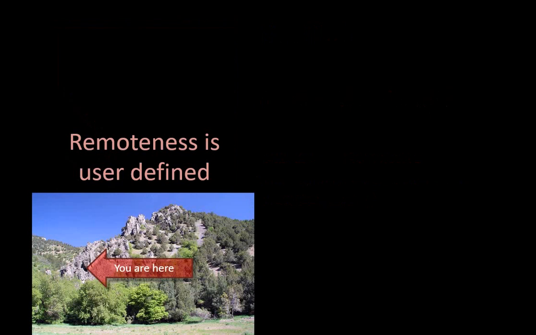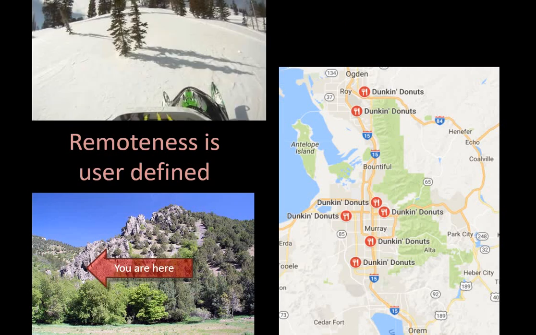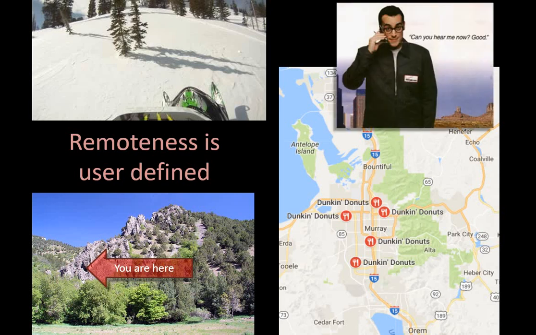Maybe you're a rock climber and you want to find the most remote or scenic place to do some rock climbing. Maybe you are a big fan of Dunkin' Donuts or can't stand them and need to be at least 10 miles away from any Dunkin' Donut location. Proximate to good snowmobiling, or you don't like the sound of snowmobiles, so you want to be at least 5 miles away from any known snowmobiling. You catch my drift.